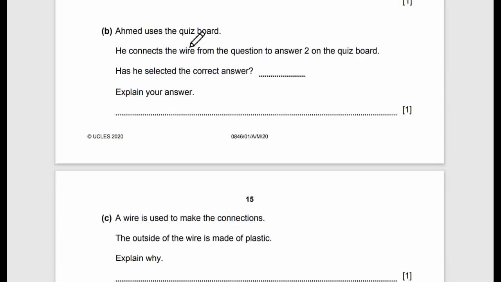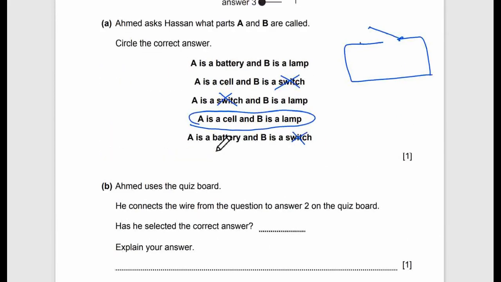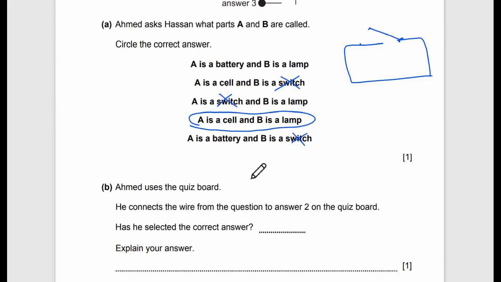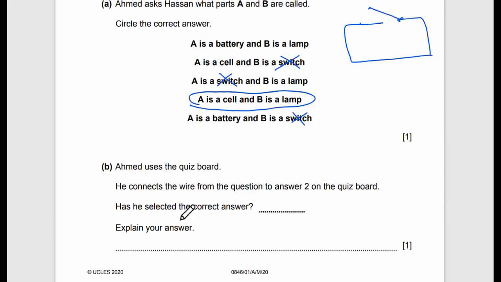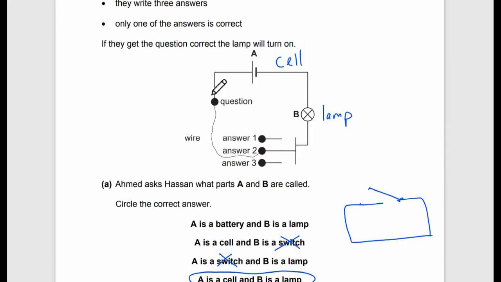Next, Ahmed uses the quiz board. Connect the wire from question to answer 2 on the quiz board. Has he selected the correct answer? Explain your answer. To answer this question, we have to check the circuit that connects to answer 2. Here we can see that if Ahmed connects the question to answer 2, then this is a closed circuit, so the light will be on. So this answer must be correct.